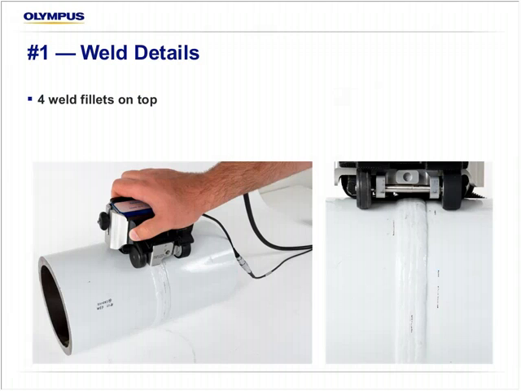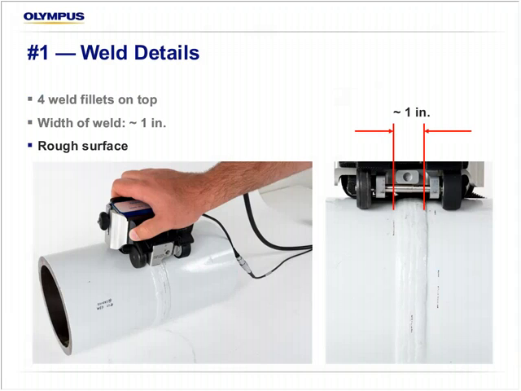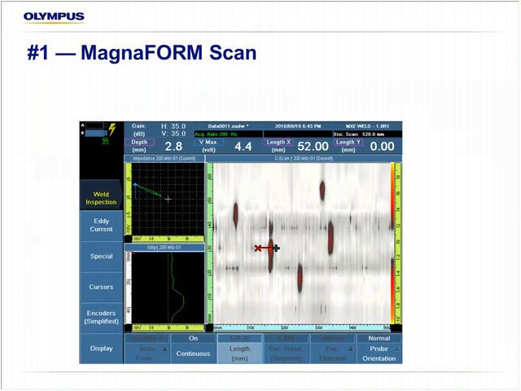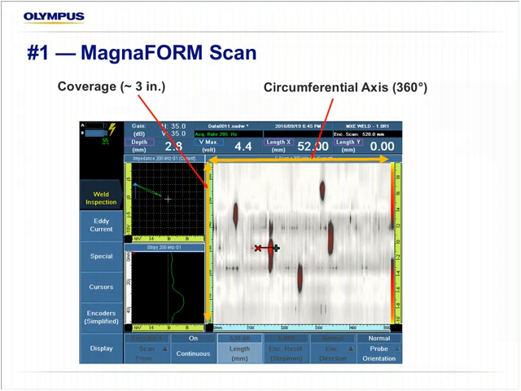The weld has 4 fillets on the top, and it's carving approximately 1 inch in most places. The surface is certainly rough. The surface of the weld itself was rough. However, obviously it's painted. So this is a scan made with the simple cart. The representation, basically, again, this is the index axis or the coverage of the probe, and the other axis is the circumferential axis, because that was a pipe, or the 360 degrees.